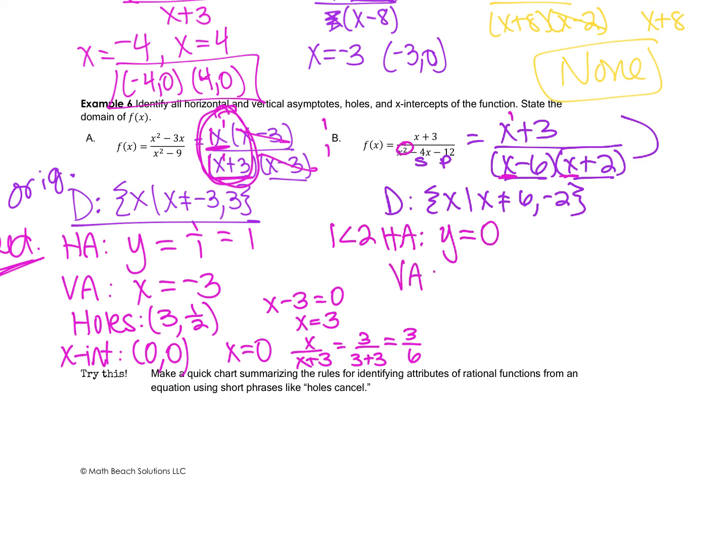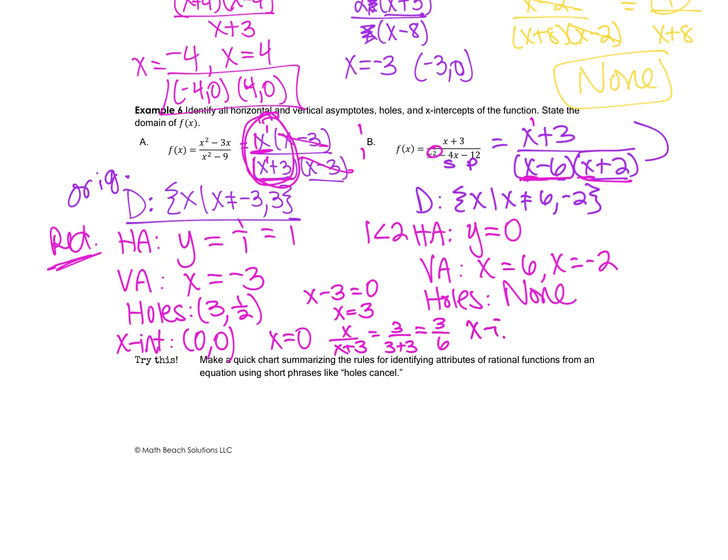Your vertical asymptote is what causes your denominator to be 0 if you have reduced it. So we're looking at both of these. Our 2 vertical asymptotes would be 6 and also -2. Holes, we have a hole if something cancels. Nothing canceled, so we do not have a hole in this example. And x-intercept. Looking at your numerator, set it equal to 0. That would be -3. So (-3, 0) would be your x-intercept.